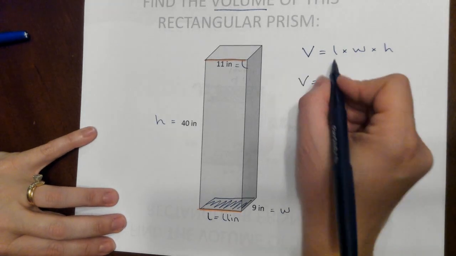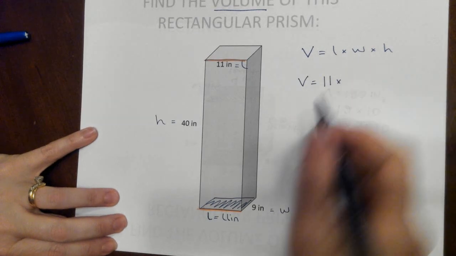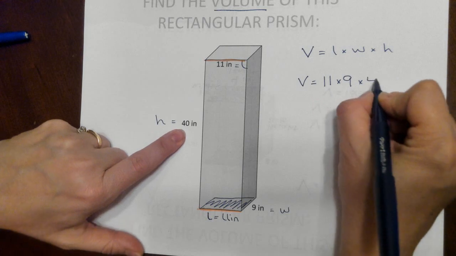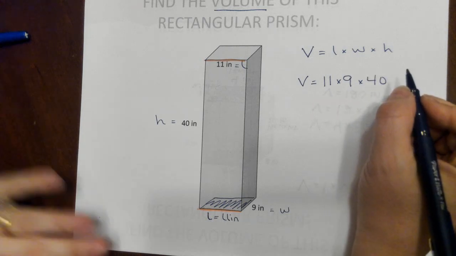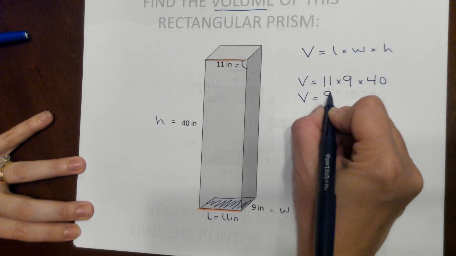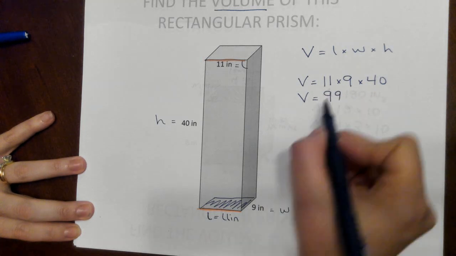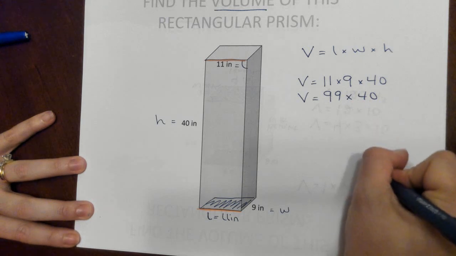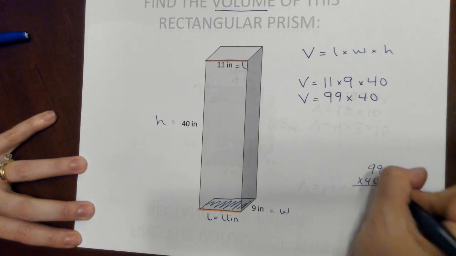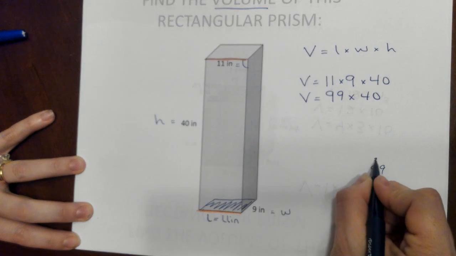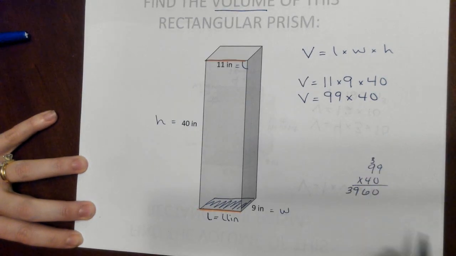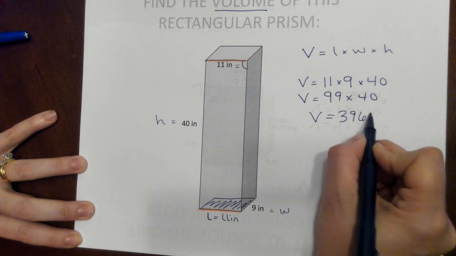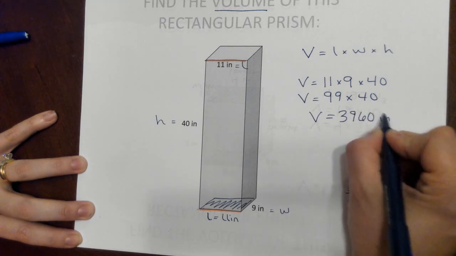So length is 11 times our width times our height. Area of the base is 99 times 40. And it's inches cubed.